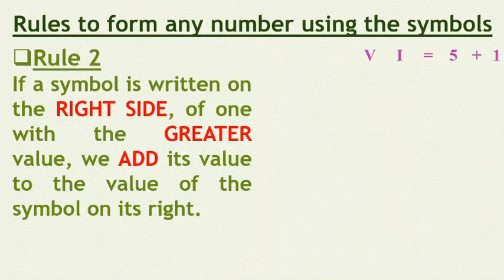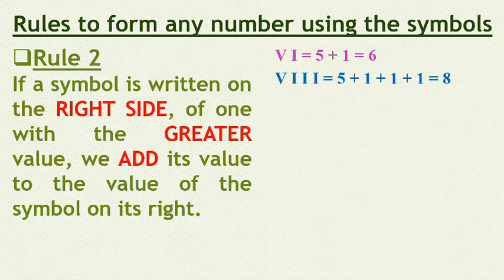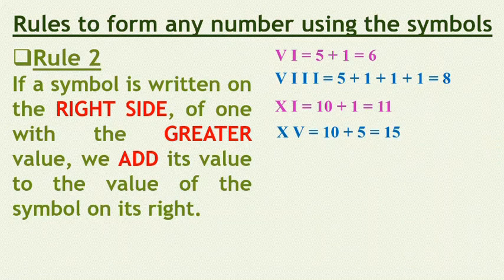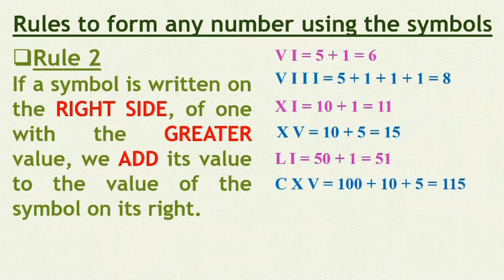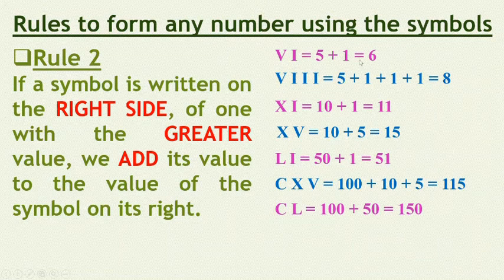Example: VI equals to 5 plus 1, which equals to 6. VIII equals to 5 plus 1 plus 1 plus 1, which equals to 8. XI equals to 10 plus 1, which equals to 11. XV equals to 10 plus 5, which equals to 15. LI equals to 50 plus 1, which is 51. CXV equals to 100 plus 10 plus 5, which is 115. CL equals to 100 plus 50, which is 150.